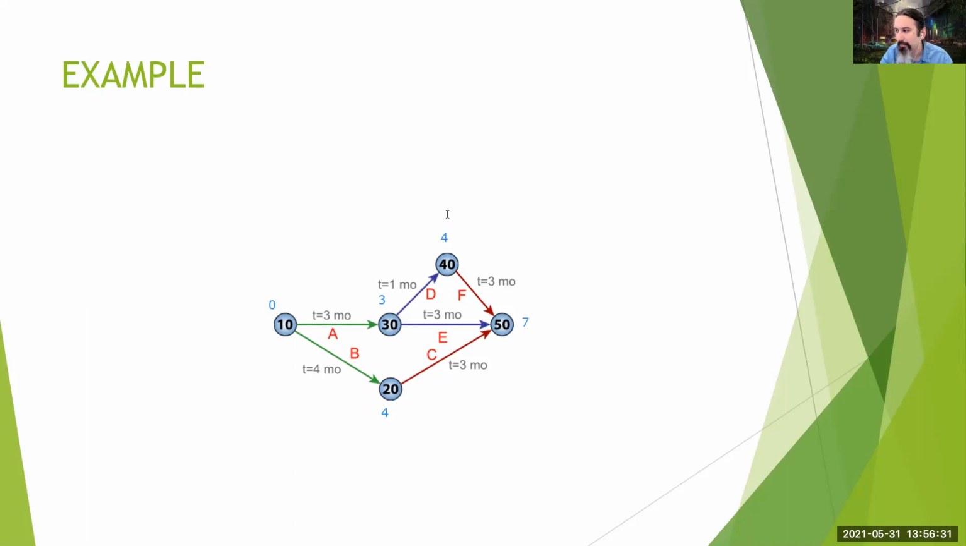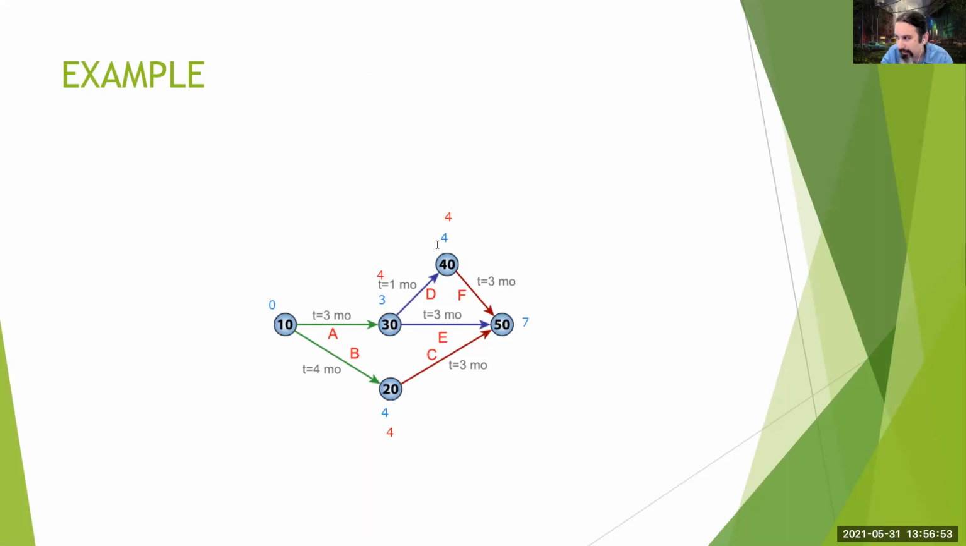7 minus 3 is 4. So the latest time this can finish is 4 anyways. 7 minus 3 is 4. Okay, this is 4 as well. 7 minus 3 is 4. Okay, this here is 4 as well. This is different. Now, these were all equal, but this is now 4. Okay, why? Because of this one.